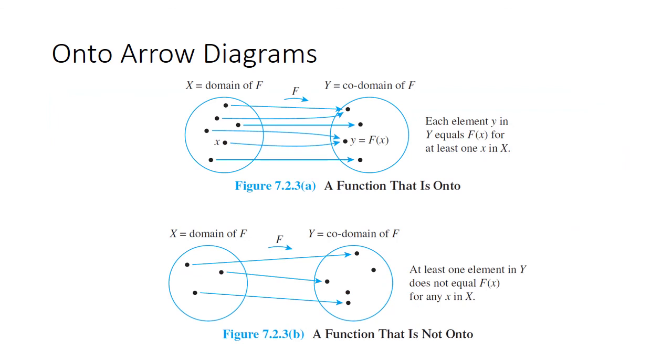Okay, so let's look at what the arrow diagram of onto and not onto look like. If you're looking at the arrow diagram of a function that is onto, you'll see that every point gets reached. So every point over here is reached by some arrow. On the other hand, if you're looking at the arrow diagram of a function that is not onto, there will be some elements that are never reached in the codomain. So these are never reached.